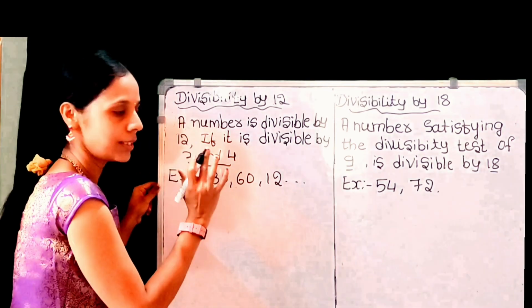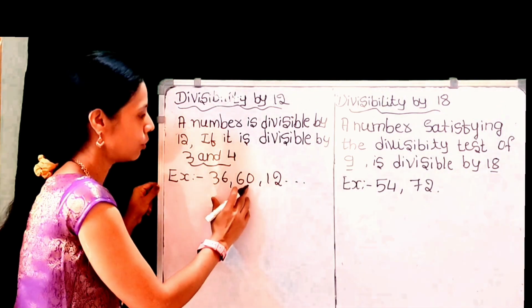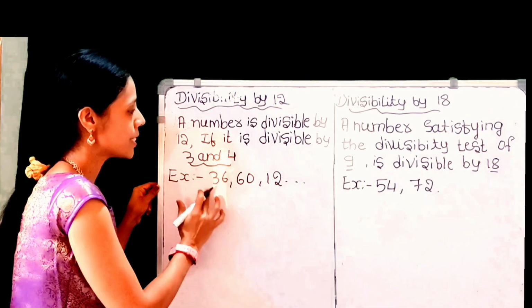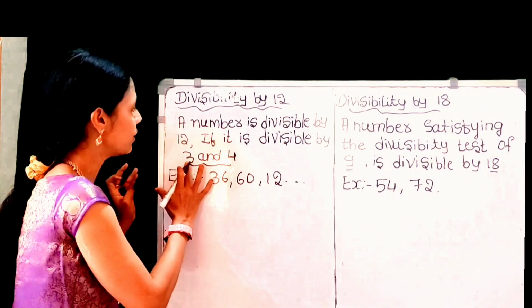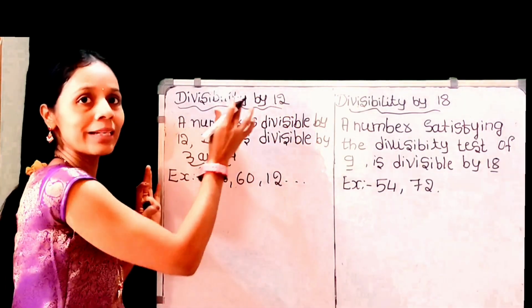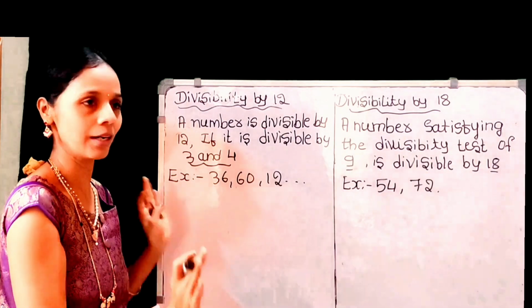4 9s are 36. 4 15s are 60. 4 3s are 12. So these three numbers are divisible by both 3 and 4, so these three numbers are also divisible by 12. This way we can easily understand which number is divisible by 12 or not.